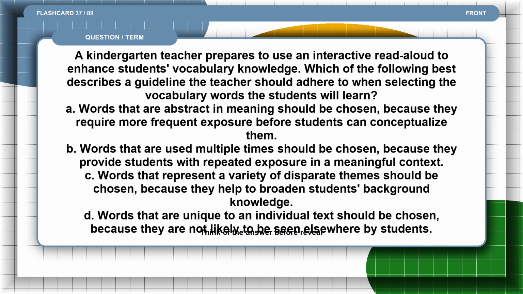Words that represent a variety of disparate themes should be chosen because they help to broaden students' background knowledge. D. Words that are unique to an individual text should be chosen because they are not likely to be seen elsewhere by students. Pause and think of the answer before the reveal.